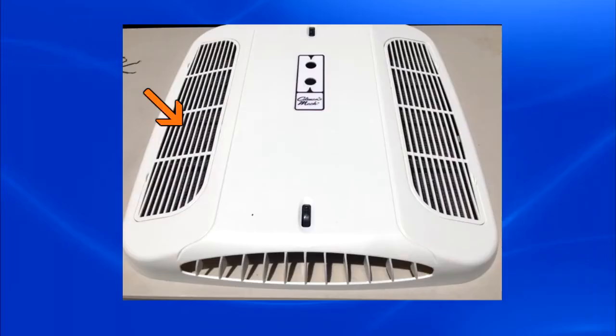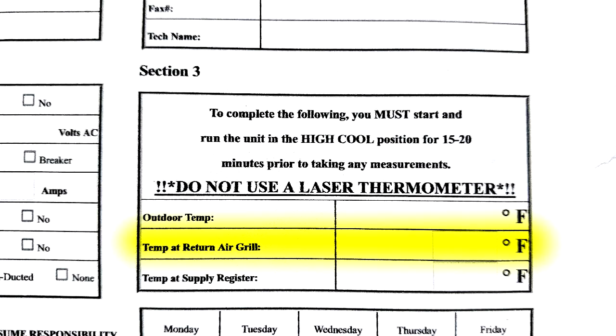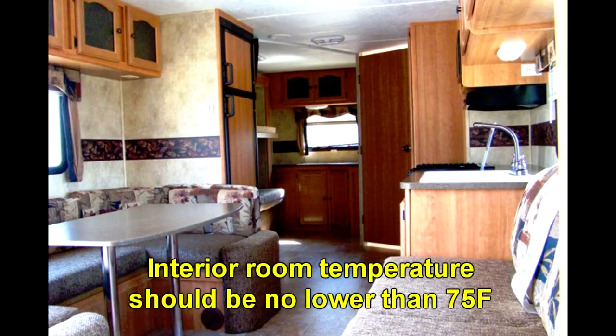The return grill is where your filter is. This should be the same as the ambient room temperature. It is recommended that this testing be done when interior room temperature is no lower than 75 degrees Fahrenheit.